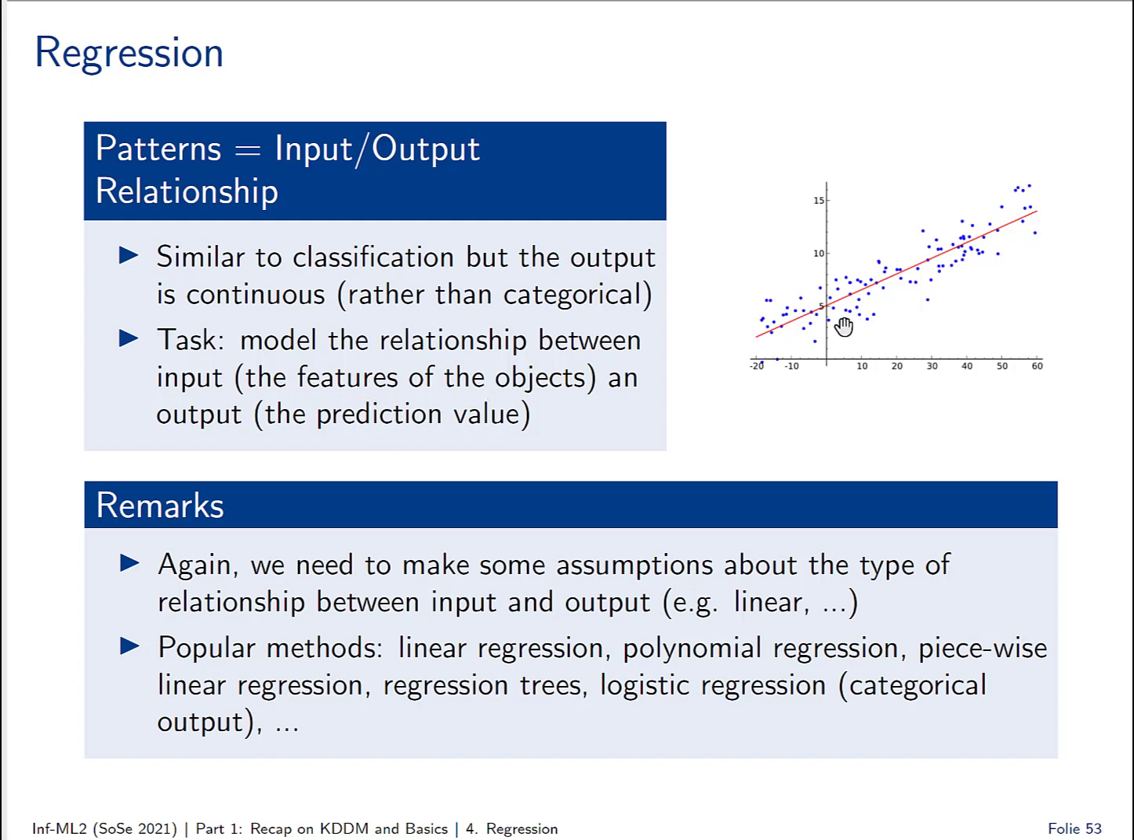For example, we would like to predict the minutes of delay of a Deutsche Bahn train, depending on the weather, so the temperature and humidity and rain and stuff like that. Of course, again, we have to make a lot of assumptions about the type of relationship. Is it a linear relationship, like depicted here in this image, between the input and the output, or is it a nonlinear thing? And there are a lot of popular methods out there.